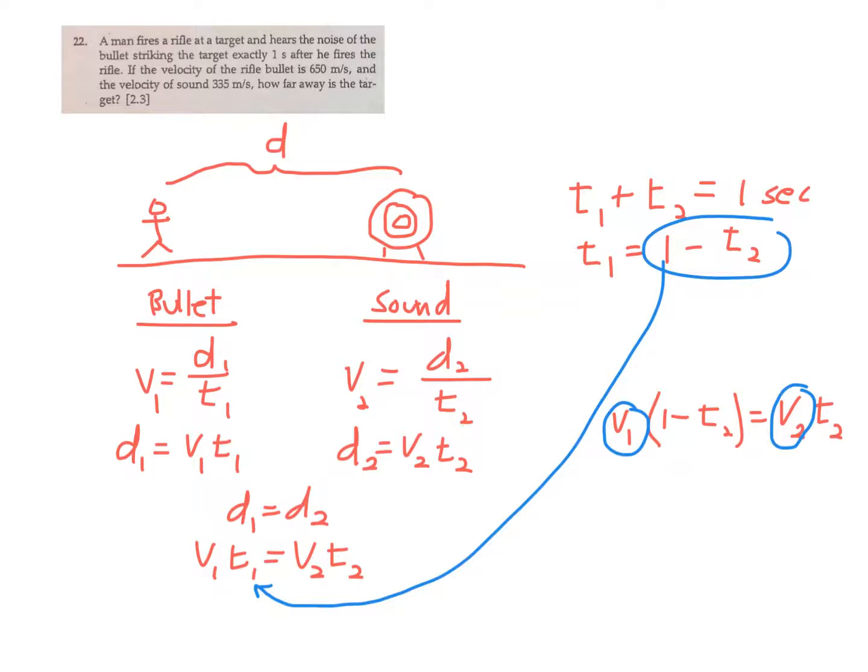And once you have T sub 2, you can figure out T sub 1 or go back to any of the original equations or other equations. But I think I would just go back to this equation right here. Once I have T sub 2 and I know V sub 2, that's the velocity of sound, I can figure out D sub 2, which is the same as D sub 1, which is D, and you're done.